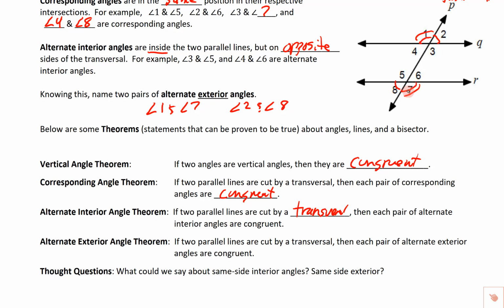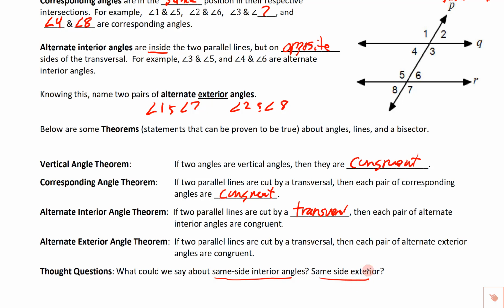Okay? Now, what could we say about same side interior angles and same side exterior? Let's think about that for just a minute while I erase these. I'm getting rid of the alternate exterior, and we're talking same side interior and same side exterior. Let's look at a couple of same side interior angles first. 4 and 5 are same side interior. If you look at those, this is a small angle and this is a big angle. It turns out those actually add up to 180 degrees. And we're going to talk about why that happens in just a few minutes.